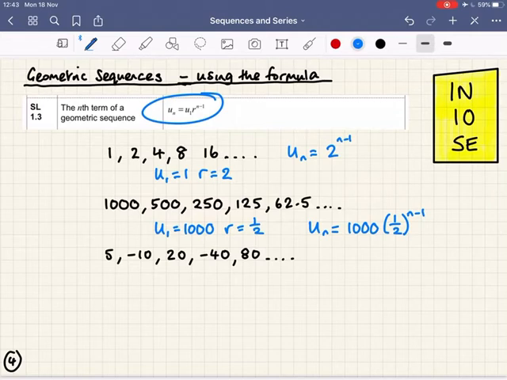And in this final example, my first term is 5, and my common ratio is -2. So my u(n) here would be 5 times -2 to the n minus 1.